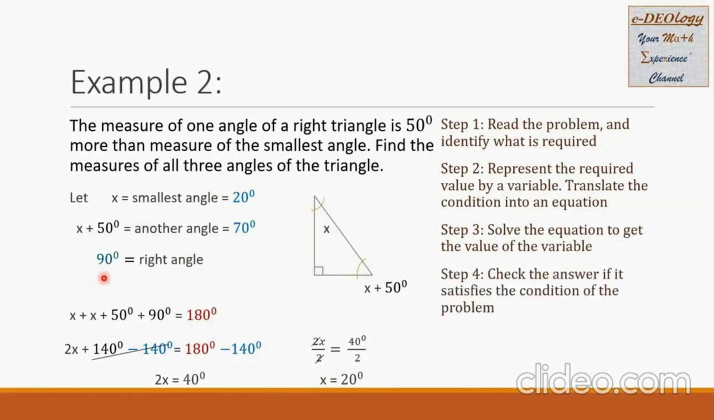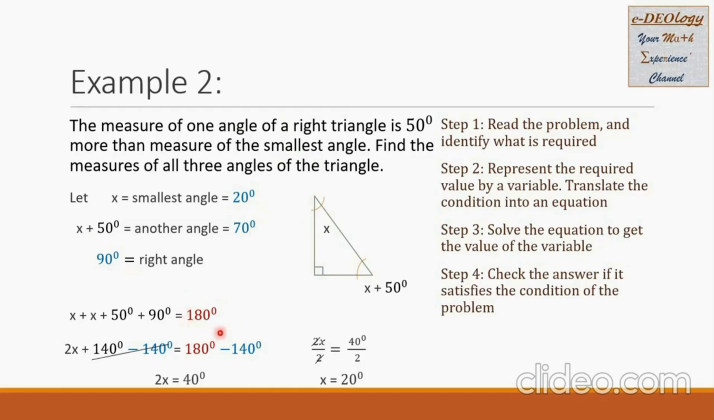Step 4. Check the answer if it satisfies the condition of the problem. Look at our first condition here, that the two angles are compared. The middle angle should be 50 degrees more than the smallest. So look at this 20 degrees and the 70 degrees. The difference is 50 degrees. So that is satisfied. And also, if we're going to add the 20 plus 70 plus 90, it is equal to 180 degrees.